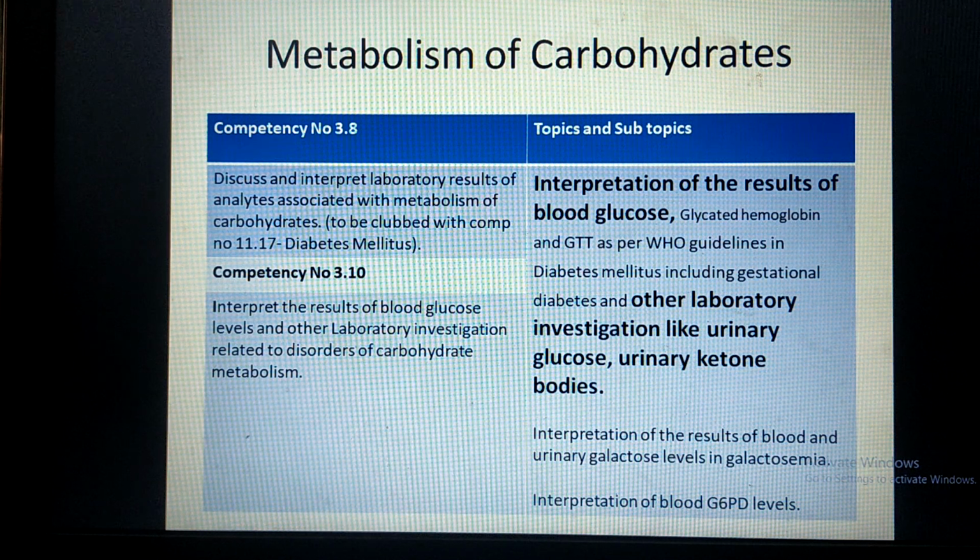We will continue the metabolism of carbohydrate, competency number 3.8, and today's topic is interpretation of results of blood glucose and other laboratory investigations like urinary glucose and ketone bodies.